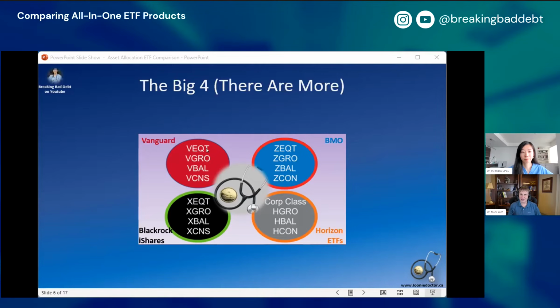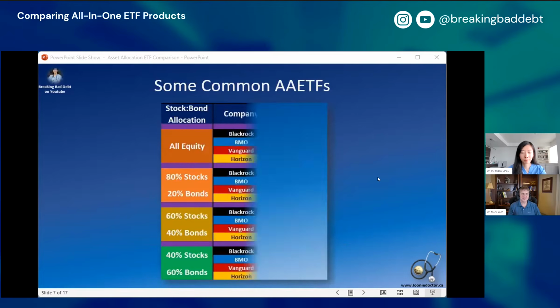So EQT is all 100% equity. GRO is growth, which is usually 80% equity, 20% bonds. BAL is more of a balanced mix of stocks and bonds, and then conservative has a higher mix of bonds in them. So they all have a similar nomenclature.